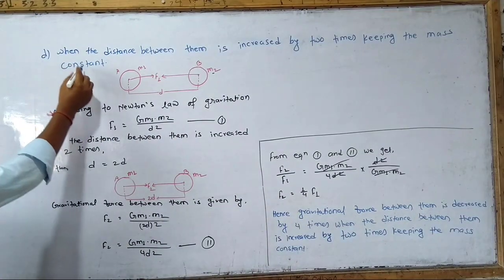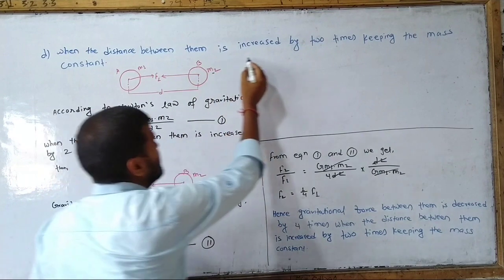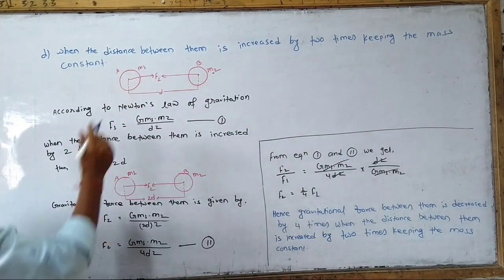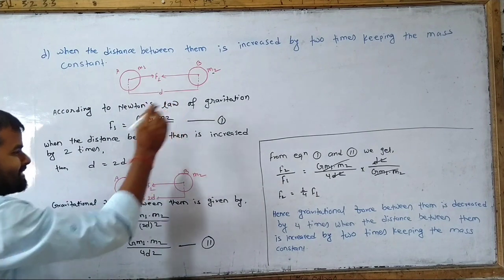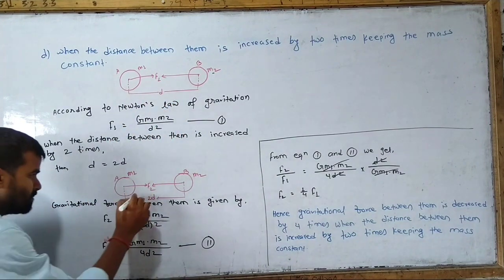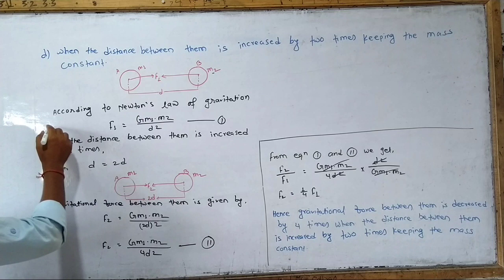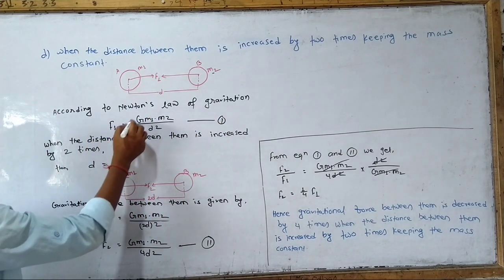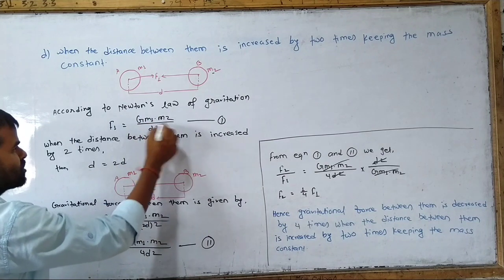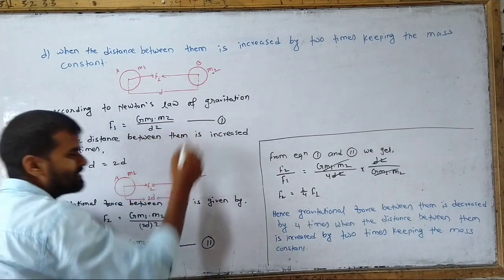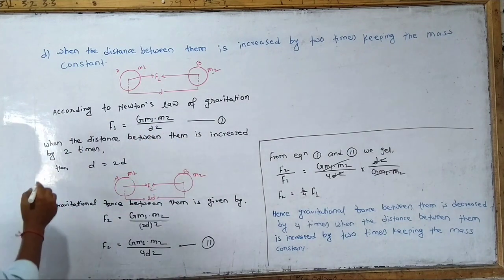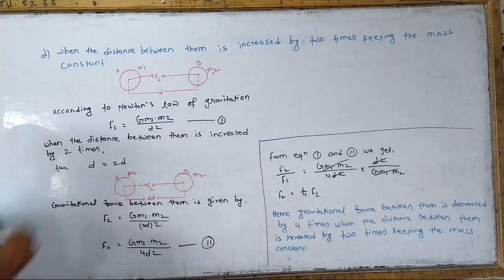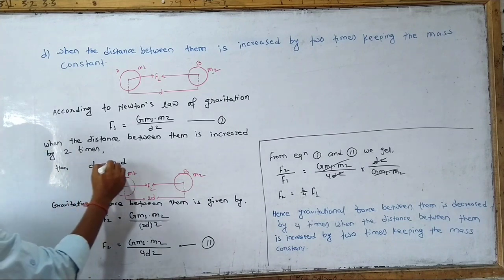Case D, when the distance between them is increased by 2 times, keeping the mass constant. Now here, this distance d is increased by 2 times, that is 2d. According to Newton's law of gravitation, we know F1 is equal to G m1 m2 by d square. This is equation 1. Now, when the distance between them is increased by 2 times, then d becomes 2d.